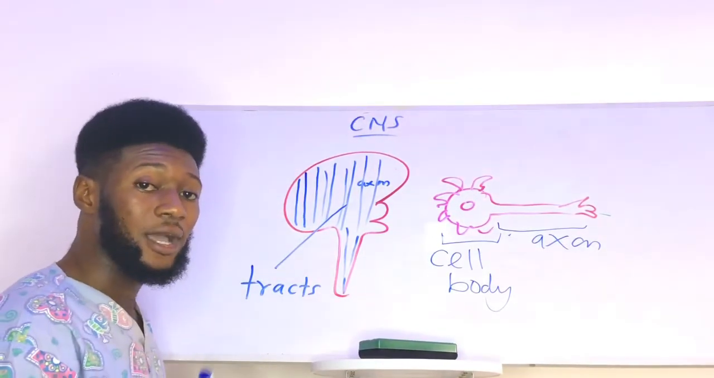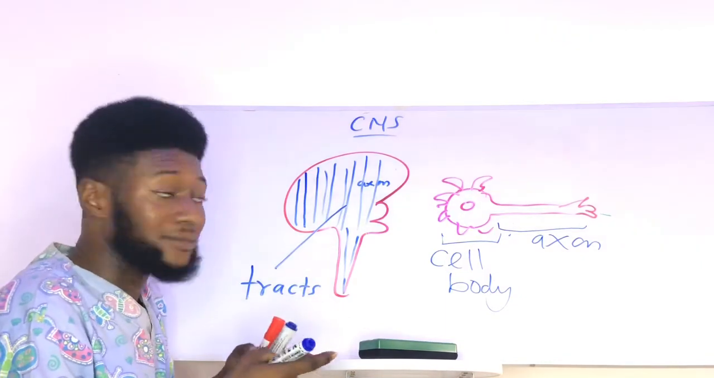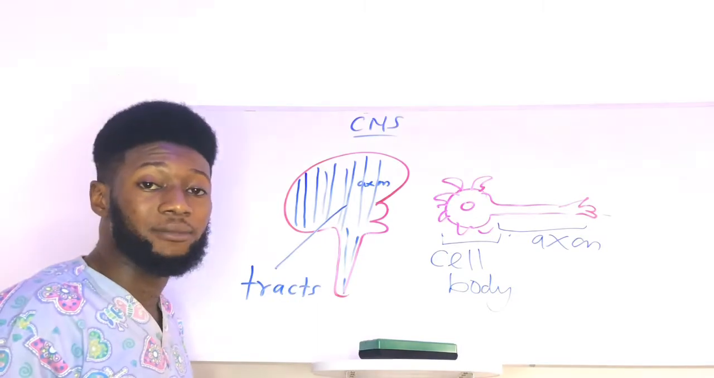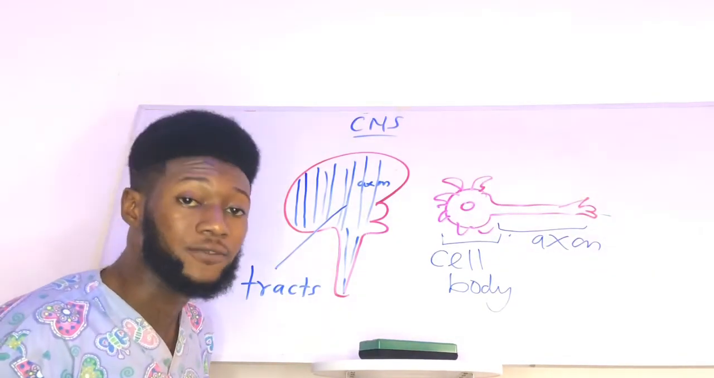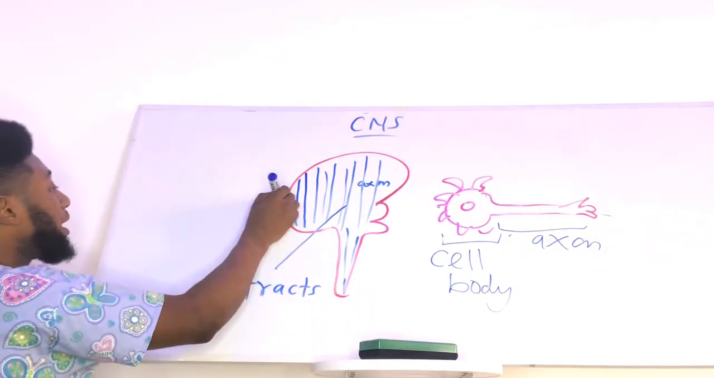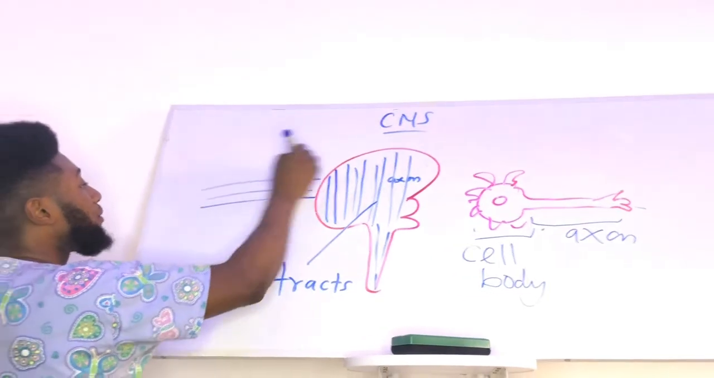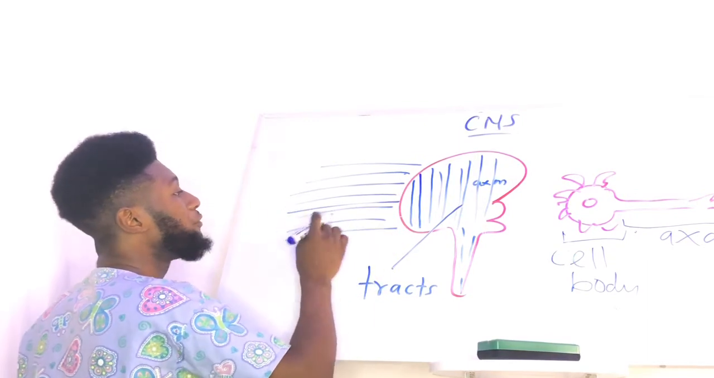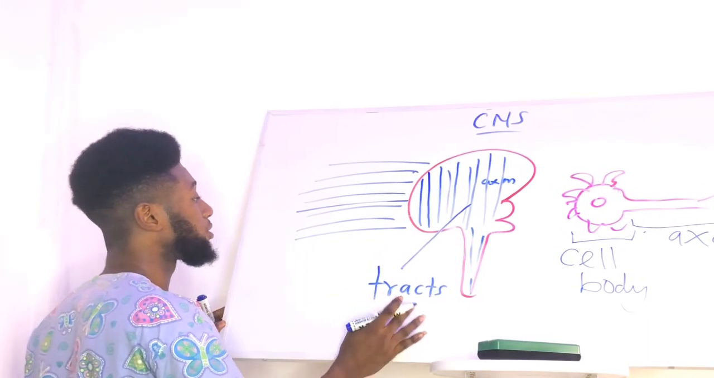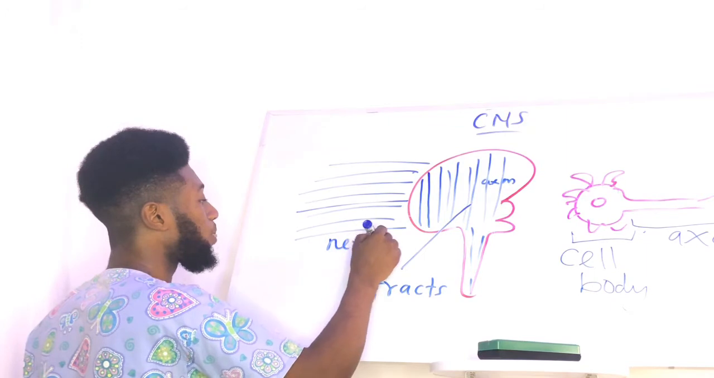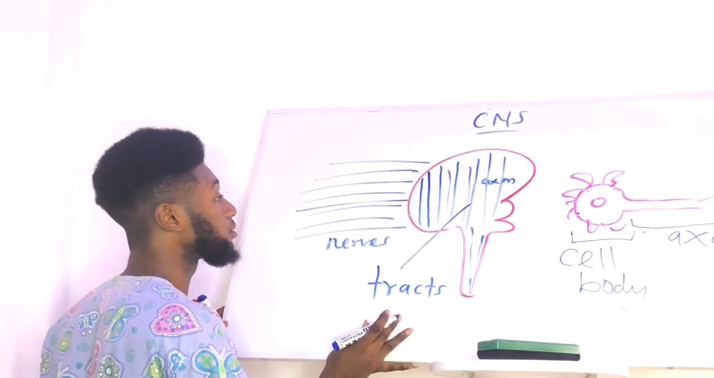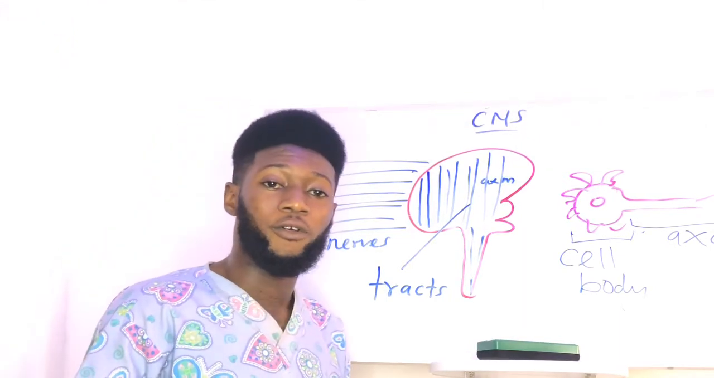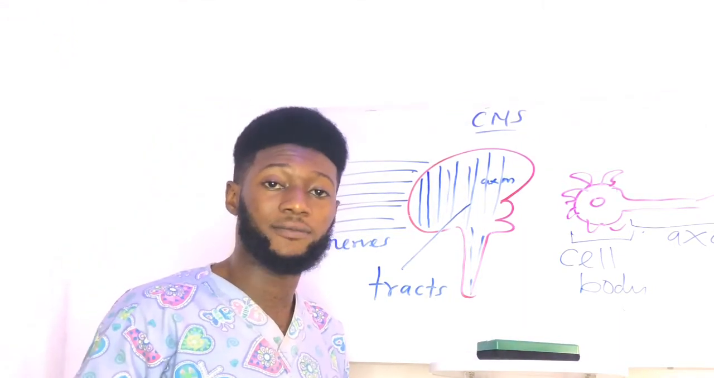But these axons, this long process, a group of them outside the central nervous system are referred to as nerves. If they are found here outside the central nervous system, I refer to this bundle of axons as what? As nerves. Now, the difference between tracts and nerves.